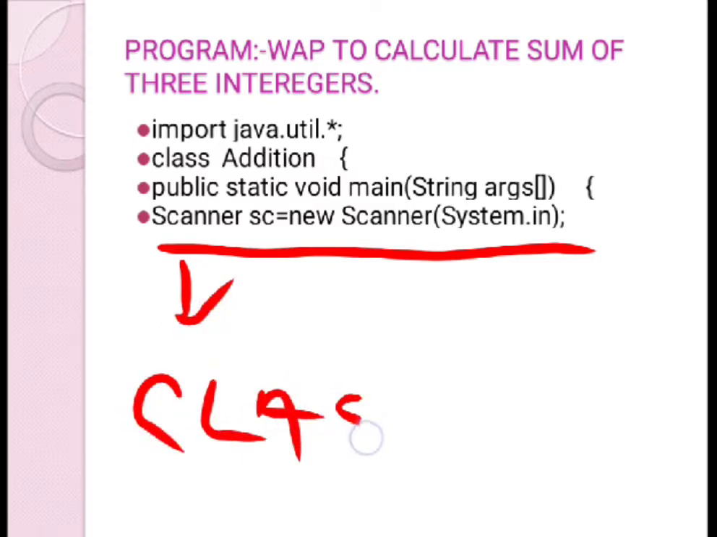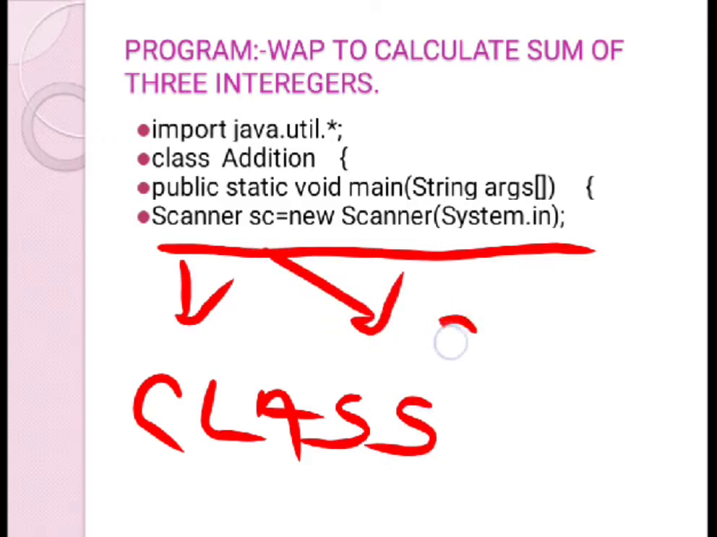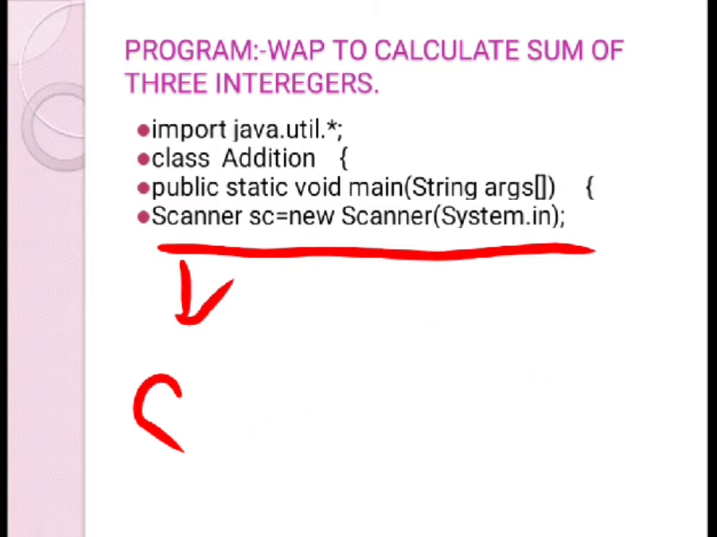And then the object name. So the object is sc over here. sc is your object. The object name can be changed by the programmer. I have taken sc as the object name over here, and then equal to new.